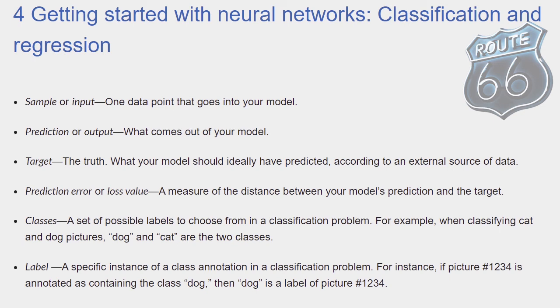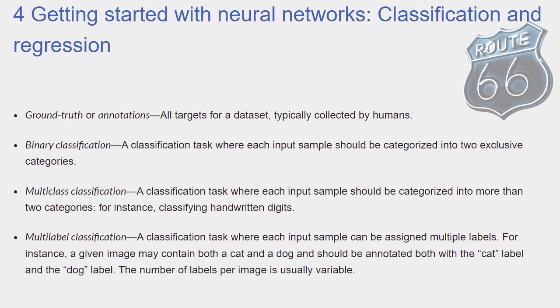Classes, a set of possible labels to choose from in a classification problem. For example, when classifying dog and cat pictures, dog and cat are the 2 classes. Label, a specific instance of a class annotation in a classification problem. For instance, if picture number 1234 is annotated as containing the class dog, then dog is a label of picture number 1234. Ground truth or annotations, all targets for a data set, typically collected by humans.